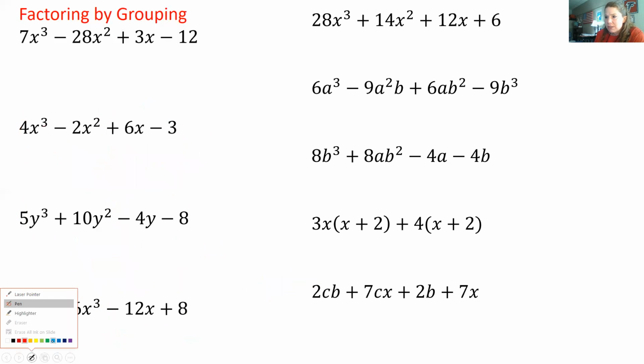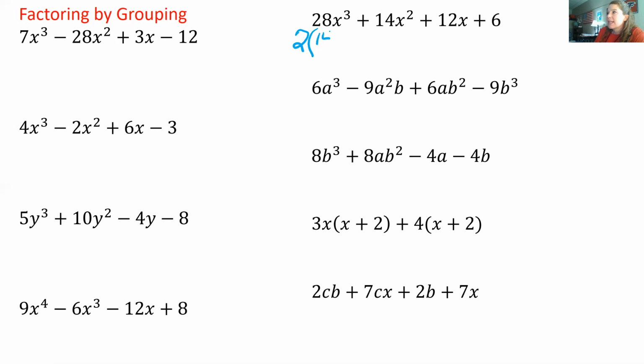And let's change colors. I'm tired of red for a minute. Now, we're going to look at all 4 terms. Now, this time we do have something that they all have in common, right? 2. Can we go higher than 2? No, 2 is the greatest common factor of all of them. So let's pull out a 2 first from every term.